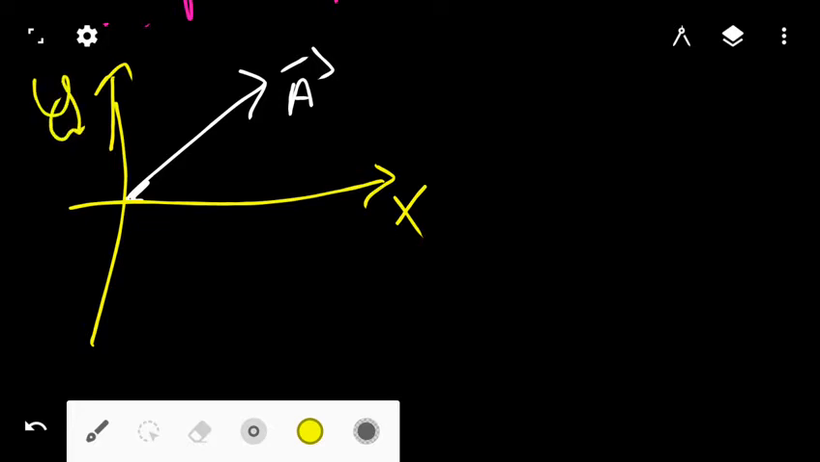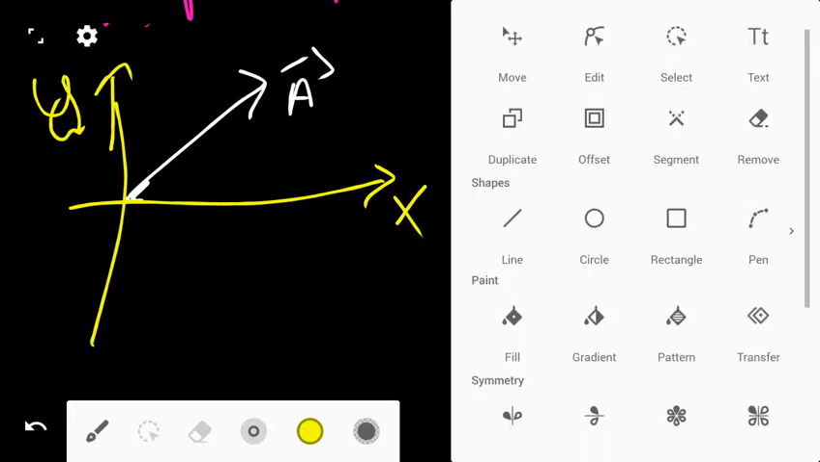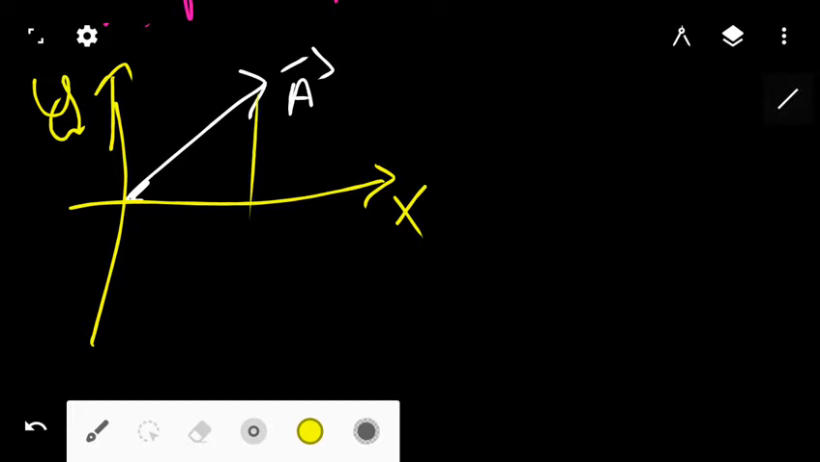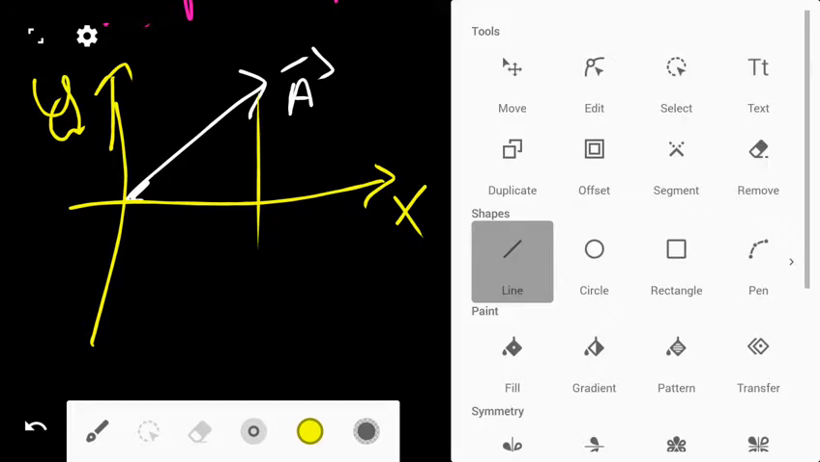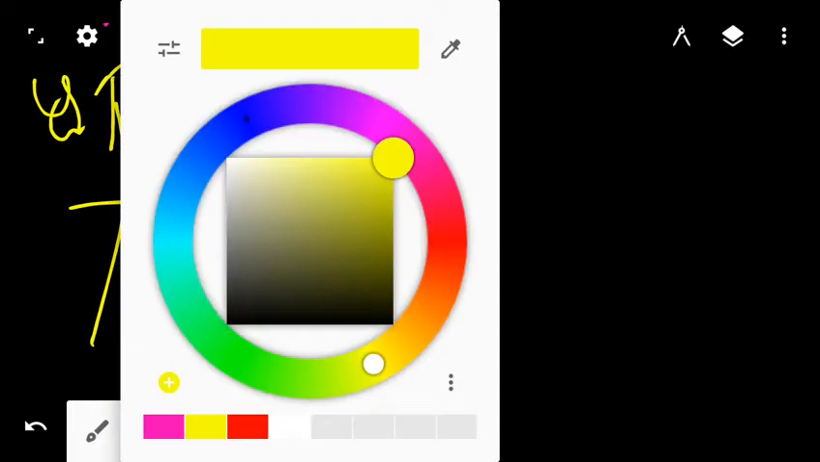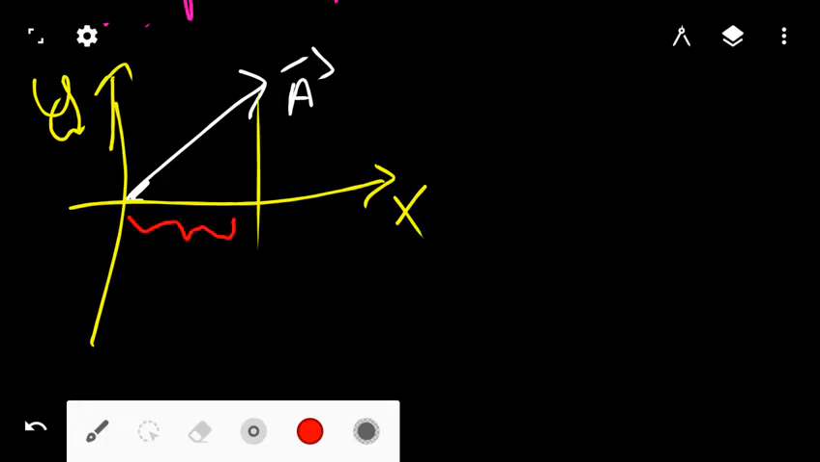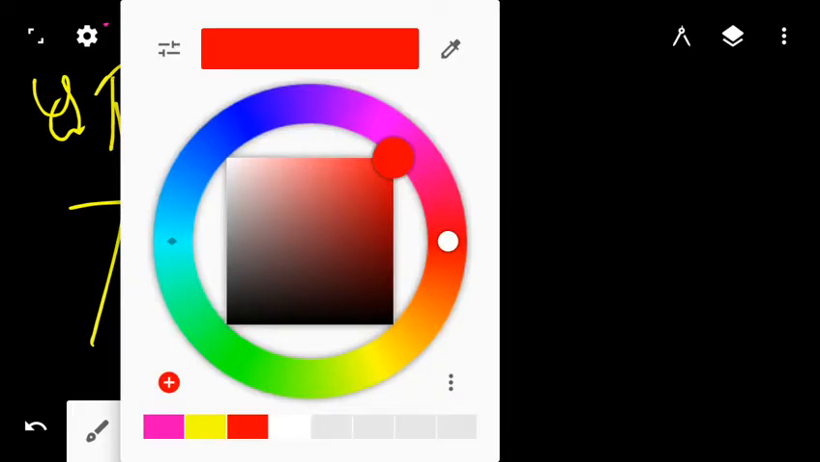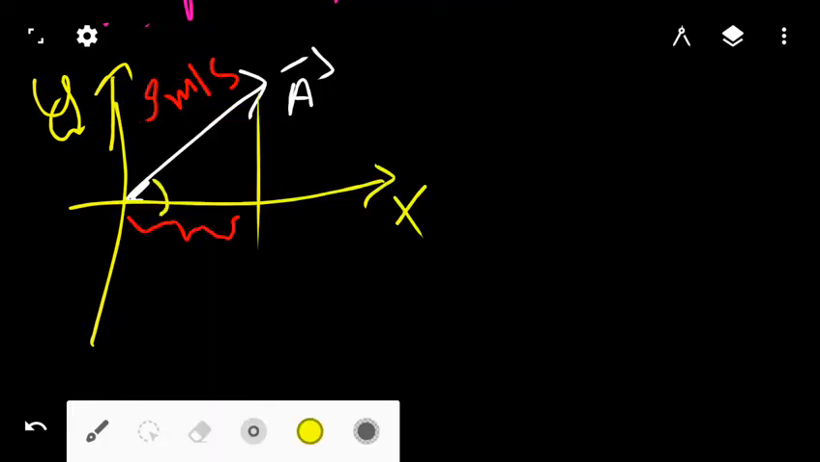So to make a projection of this vector, let's say we'll project this on the x-axis, so we make a line here. This part that you see, the length of this part, will be the magnitude of the component of the vector on the x-axis. Let's say this vector has a magnitude of 5 meters per second, and the angle that it makes from the x-axis is 60 degrees.